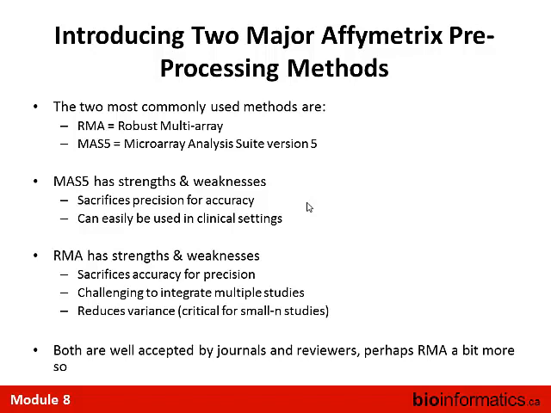MAS5 has one other thing. In other words, you can give me one array and do a MAS5 normalization on it. Can't quite do that with RMA. There are ways to modify it to make it work in that context, so things like frozen RMA, but nevertheless, it's harder to modify. So for diagnostics, MAS5 might be preferred. For a kind of small cell line experiment, then you would prefer RMA because it allows you to have better statistics.